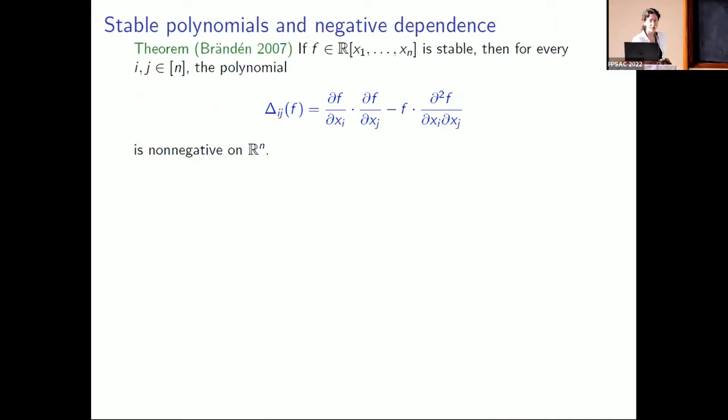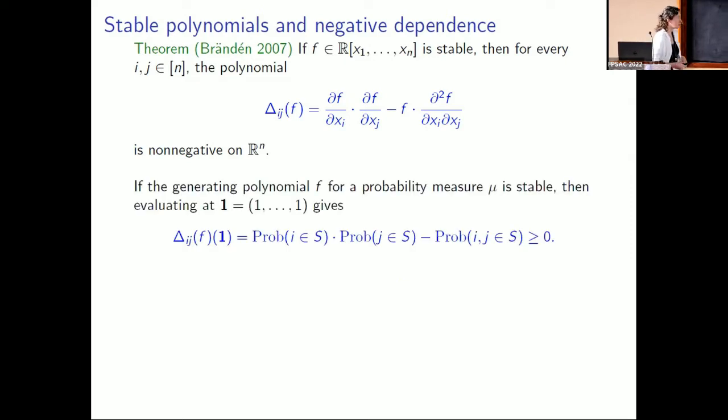In particular, one theorem proved by Peter Brändén in 2007 was that if you have a multivariate polynomial with this property of stability, then a different polynomial you can derive from it is non-negative on all of R^n. And if you evaluate this new polynomial at a particular point, it will still be non-negative because it's non-negative at every point. And this then tells you something about the discrete probability distribution given by the coefficients of f.